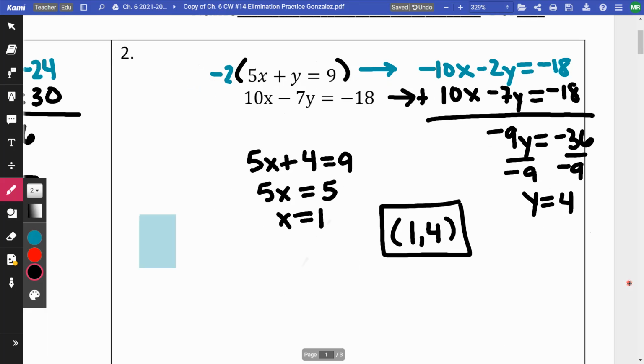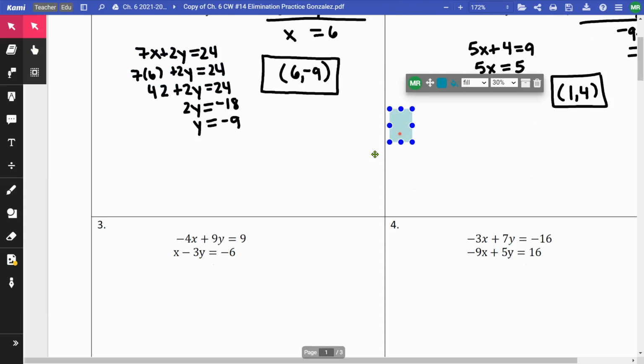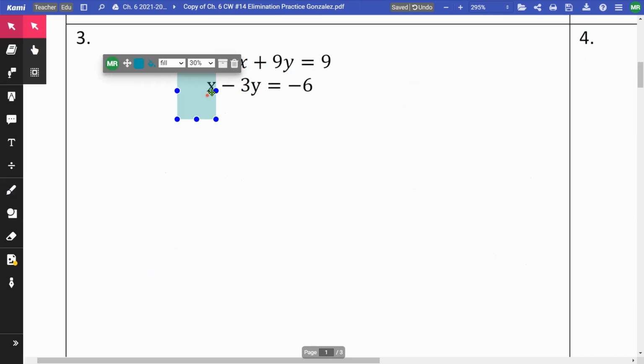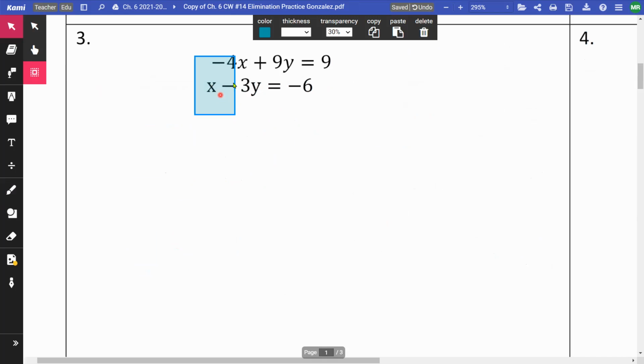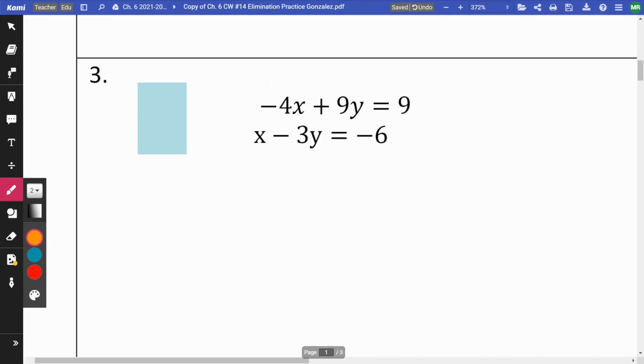On number 3, I can either try to get rid of my x's, which I have an x and a negative 4x. I'd be trying to get 4s in front of both of them. Or I can get rid of my y's by trying to get a 3 and a 9 in front of both of them. I think I'm going to multiply the second equation by a 3.